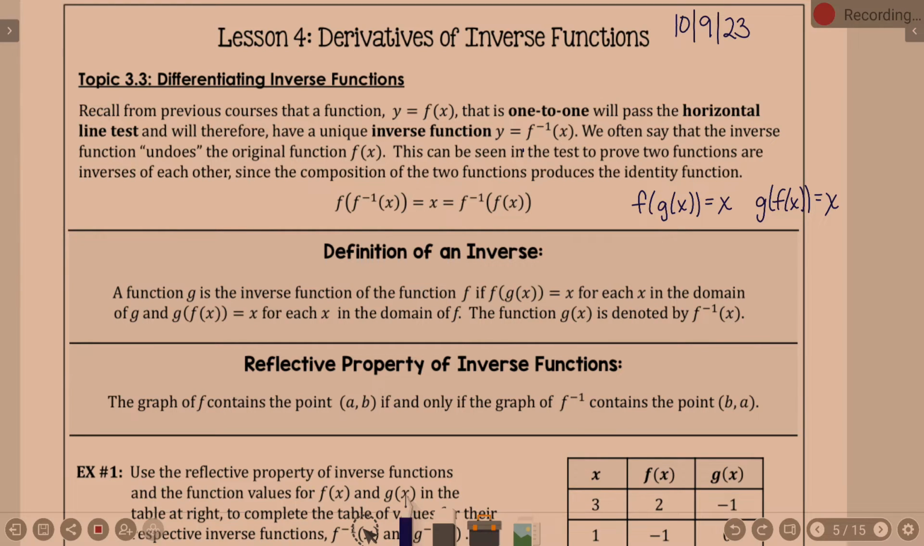Reflective property of inverse functions. The graph of f contains the point a comma b if and only if the graph of f inverse contains the point b comma a. We've talked about this, yes? To get the inverse, you switch x and y, right? Well, that is our reflective property.